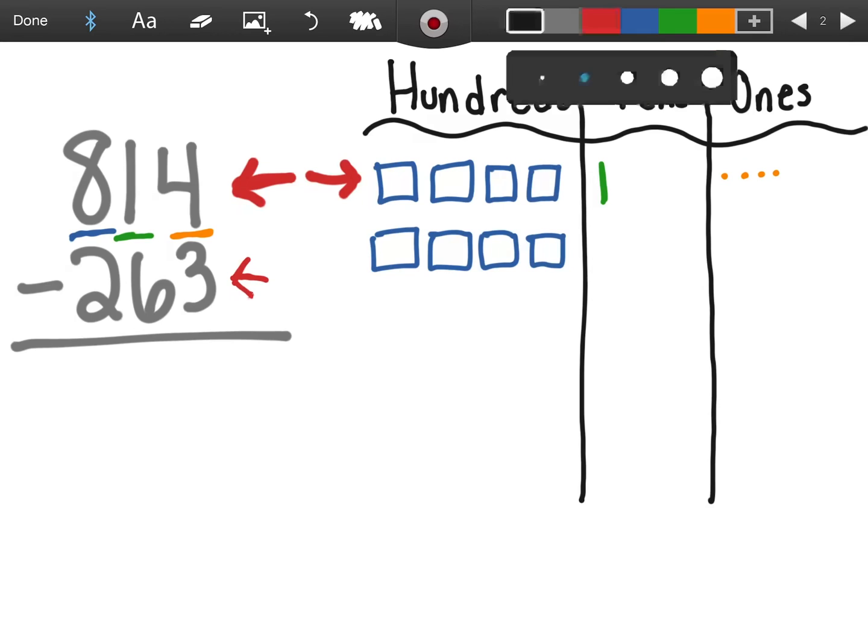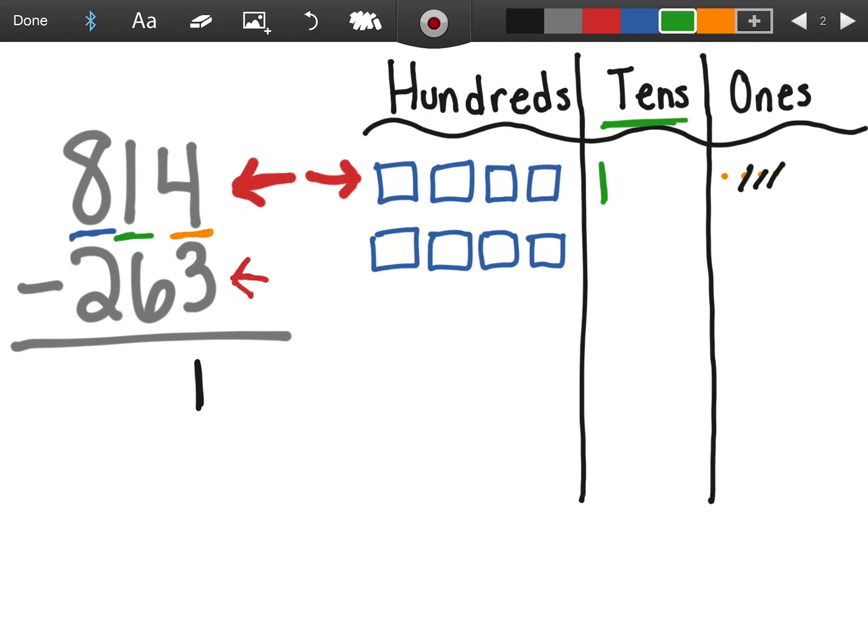We're going to go back over to our chart and cross out 3. We had enough ones to take away 3, so our answer in the ones place is 1. And then we go to our next spot and we look in the tens place. In the tens place, we have 110 and we have to take away 6. But there's a little problem. We don't have enough tens to take away 6.